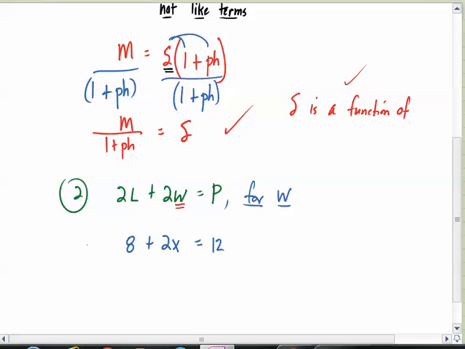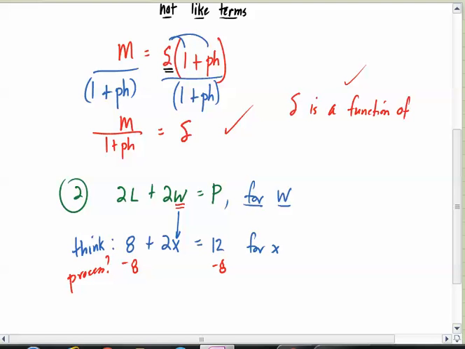Let's just pretend. Here's my variable, and I'm going to solve that for x, and everything else is just stuff around it. So what would I do in this problem here? The first thing I would do would be minus 8. So my process would be to minus 8 from both sides, right?